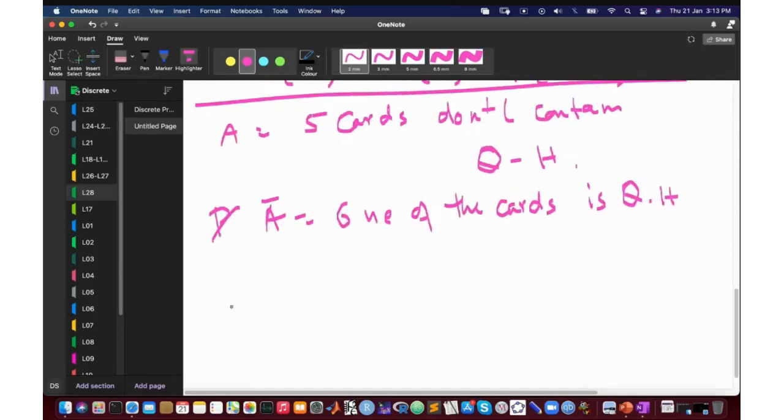So S, we probably did this. S remains the same. The size of S is 52 choose 5. You choose 5 cards randomly. There are 52 cards. Okay, good. So what's the size of A complement?